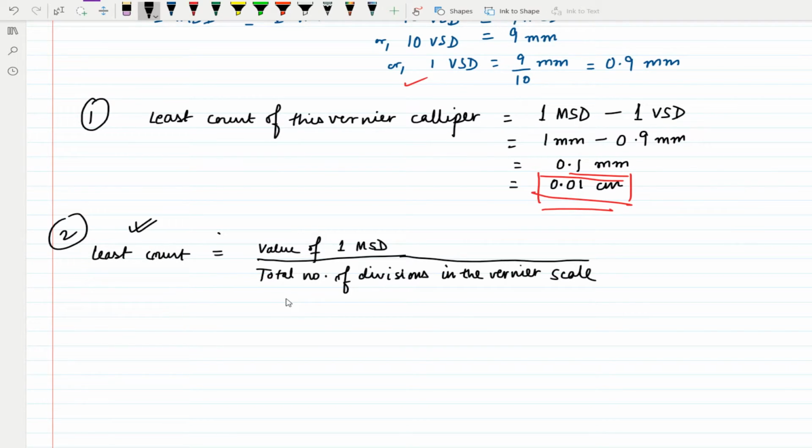Okay, so if you see from this particular formula, from the second formula, we know the value of one main scale division is 1 mm, and how many divisions are there in the vernier scale? So there are 10 divisions, so you get the value as 0.1 millimeter or 0.01 centimeter. Okay, so you can use the second formula also if you see that the principle of vernier is holding.